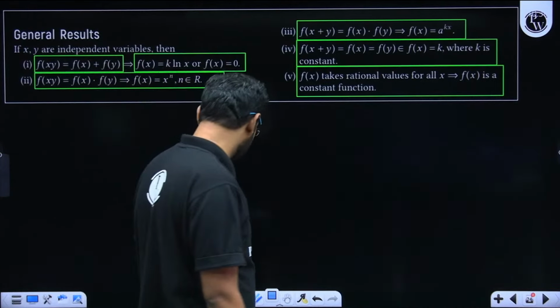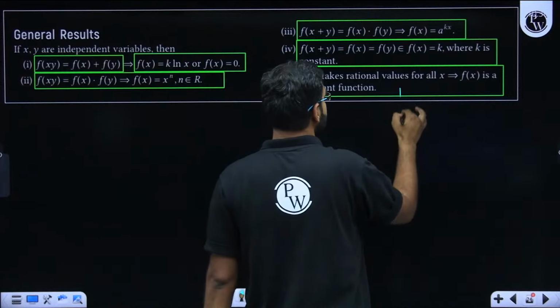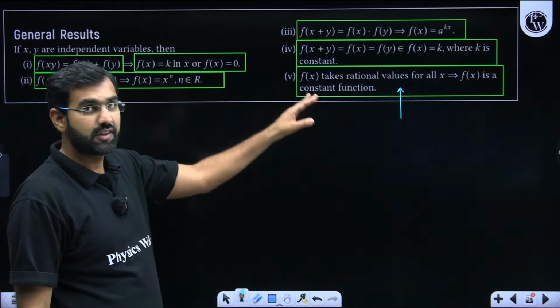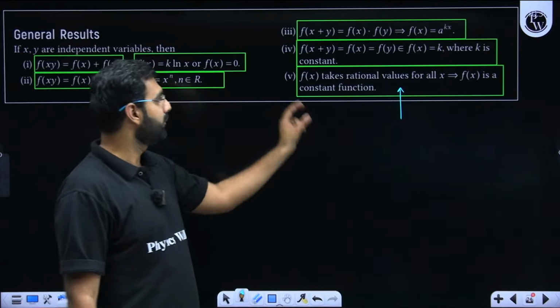The good doubt. Very good doubt. So here, if I ask you something very simple and straightforward, that f of x takes rational values for all x. Let's say something like that is given.